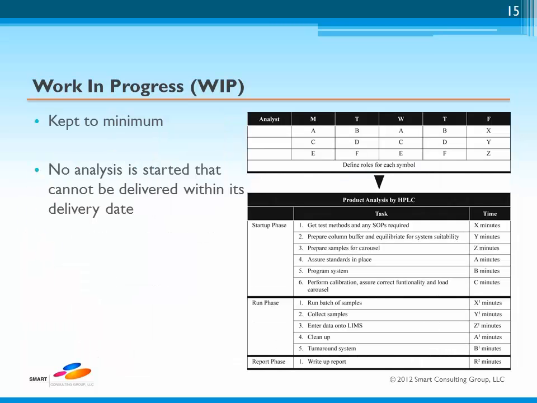Work in progress. This topic was reviewed earlier and focused on the use of Kanbans to control the flow of material being processed. This is frequently combined with the use of carousels or rhythm wheels to ensure that there is a steady flow, with analysis being conducted according to a highly regular cadence that ensures work in progress is kept to a minimum and analysis results are delivered to the customer within an acceptable operating range. Using this approach then, no analysis is started that cannot be delivered within its delivery date.